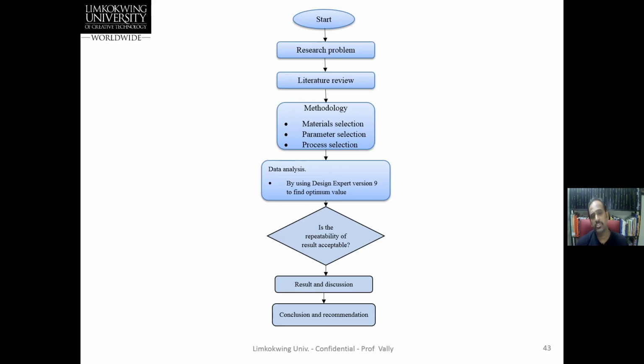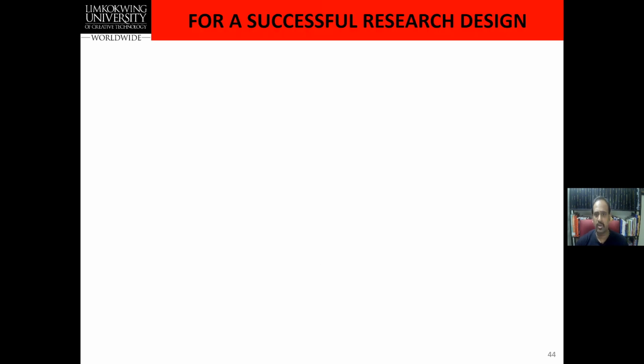In a nutshell, this is a flow chart. We start with the research problem, there is a literature review, then we go for methodology, then we analyze, then we see whether this is acceptable or not, then we go for the discussion, and then finally we do a conclusion and recommendation. This is a very simplistic view of your research process. So with this we'll stop here.